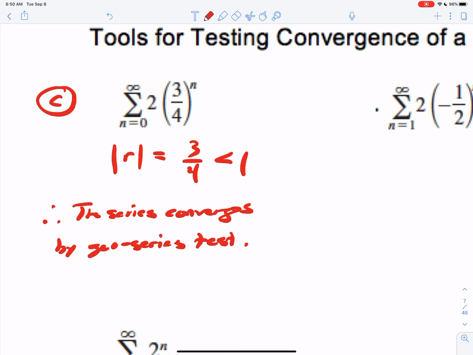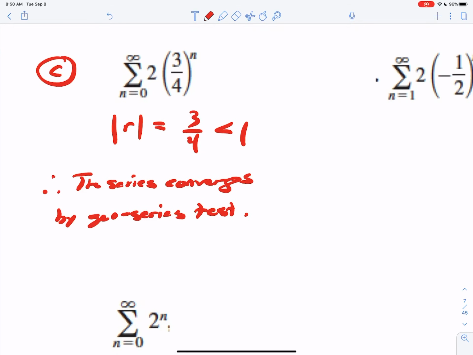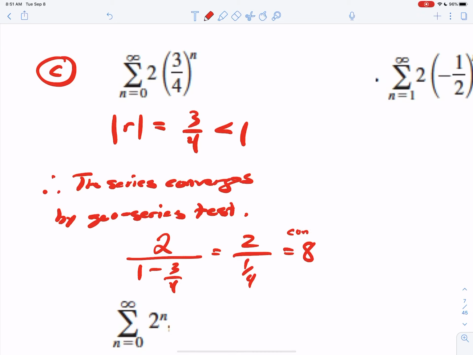Since it converges, we're going to run that test here. If n is equal to 0, I'm going to be left with a 2. So that's our first term, 2 over 1 minus 3/4. That's 2 over 1/4, which gives me 8. I'm doing the fractional math very quickly. Feel free to pause and play if you need to. But this is where it converges to.